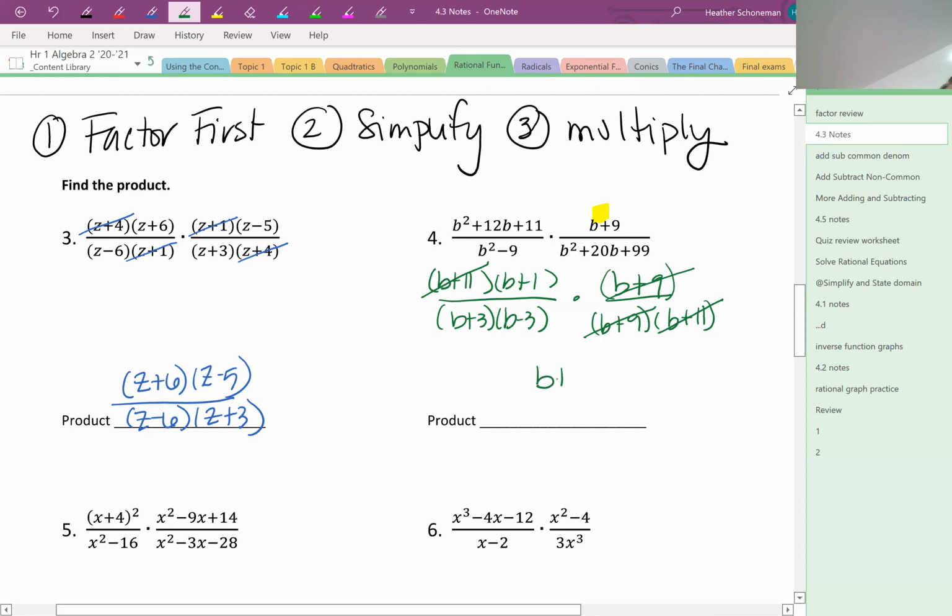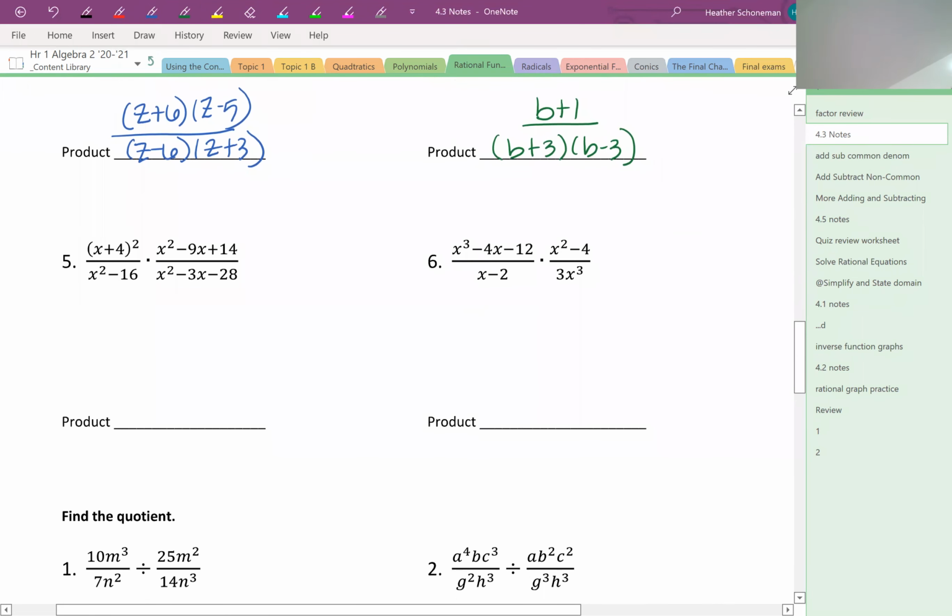So on the top, I have b plus 1. Don't need parentheses because it's just one group, but again, if you wrote them, it's not wrong. And on the bottom, I have b plus 3 times b minus 3. And we're done. Okay, number 5.